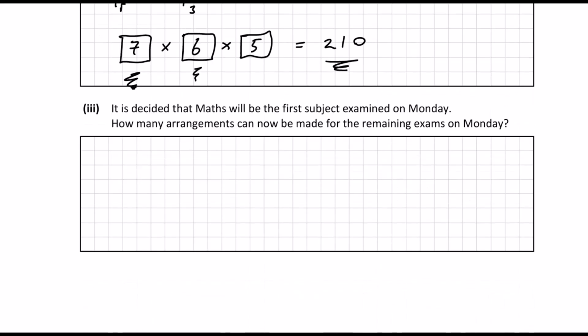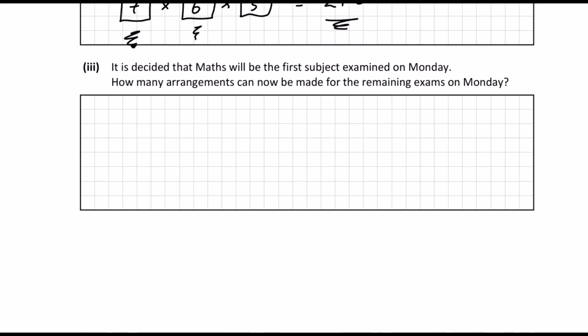Okay, let's have a look at the next one then. It is decided that maths will be the first subject examined on Monday. How many arrangements can now be made for the remaining exams on Monday? Okay, so we've already decided maths will be the first one. So we can forget about maths, so there are only 6 left. And we've got to arrange 2 more for the Monday because there are 3 on the Monday. So 6P2 on your calculators will give you 30.